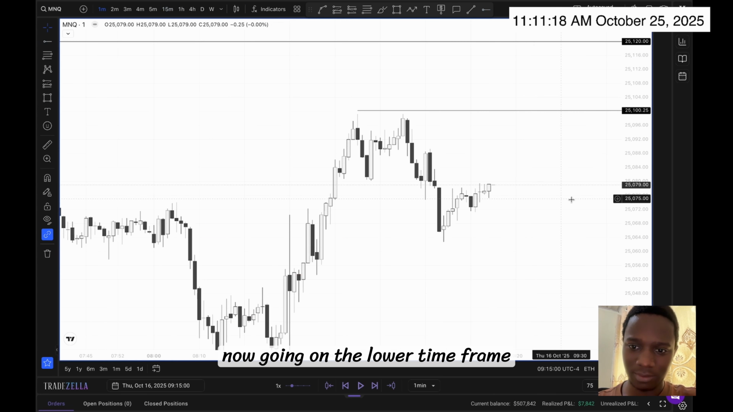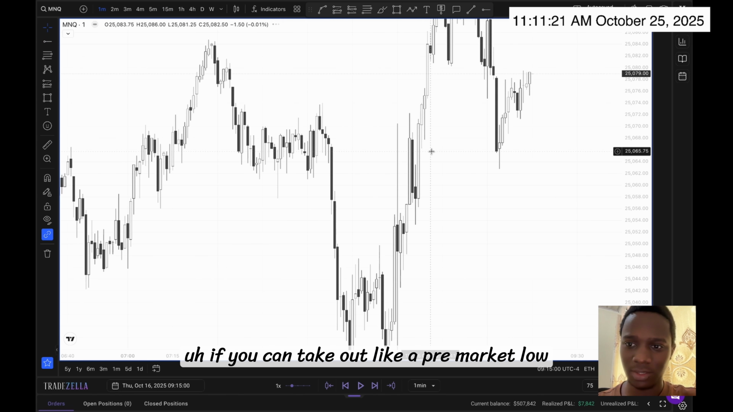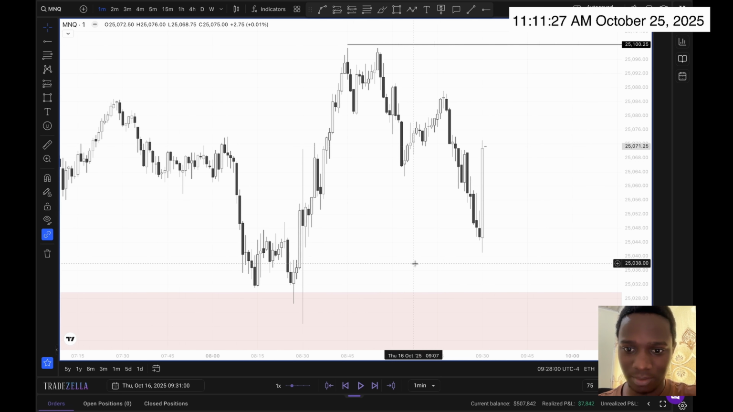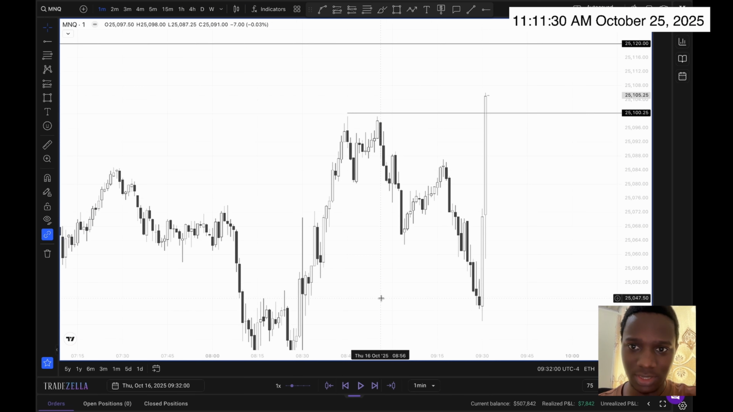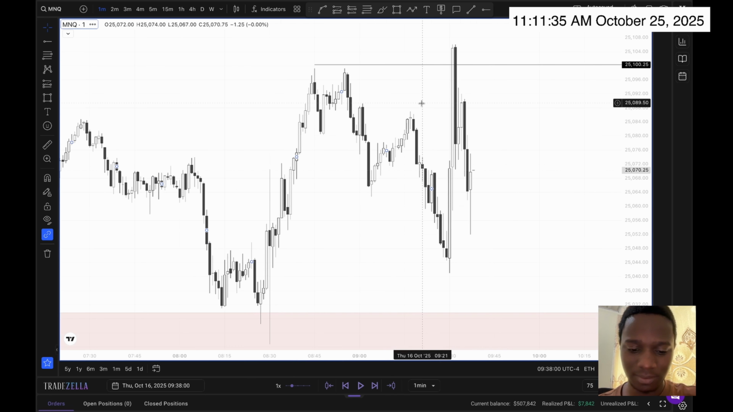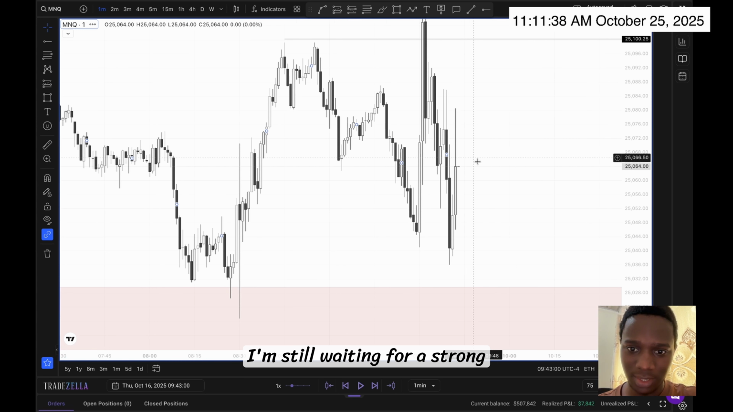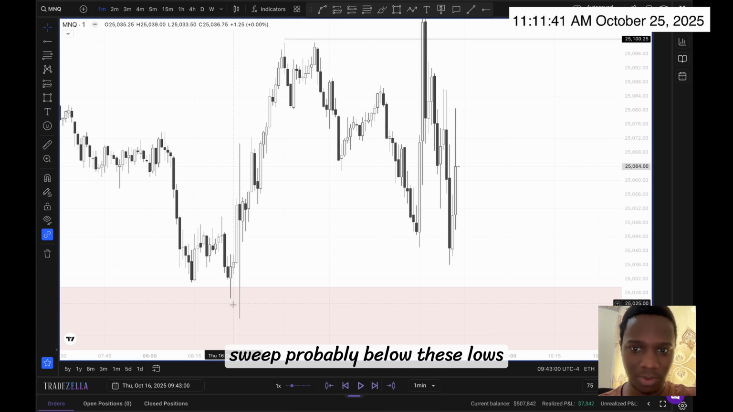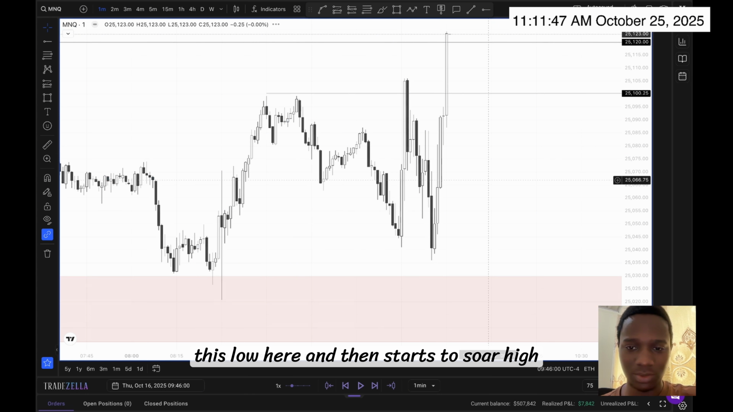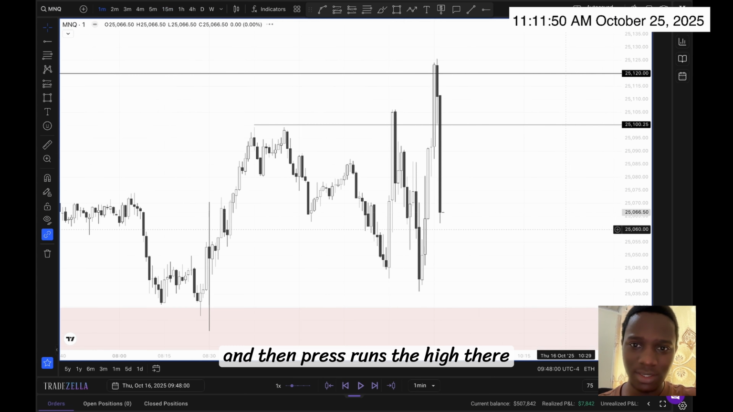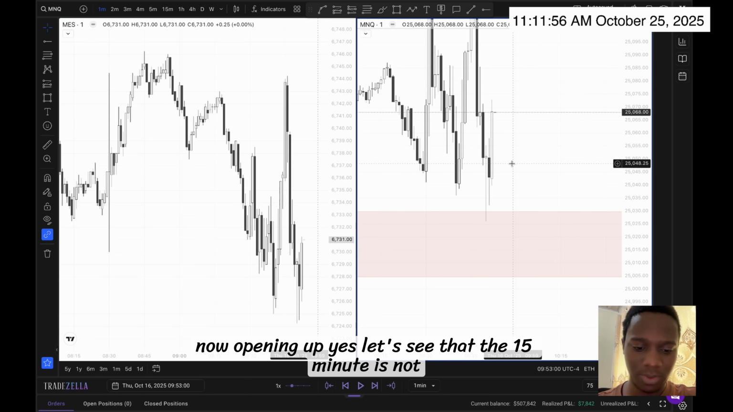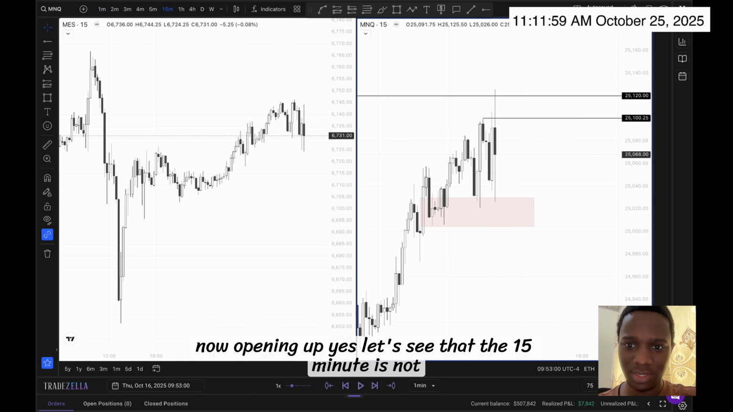Now going on the lower time frame, if you can take out a pre-market low, that will be good. I'm just gonna wait for the open because the volatility at the open is really huge, so you can just take a trade. Right now we run these relatively equal highs right at the open. I'm still waiting for a strong sweep, probably below these lows, which we don't get. Price runs this low here and then starts to soar high, and then price runs that high there, then starts to head low.